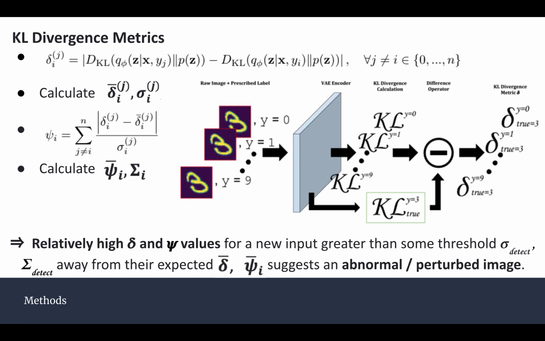And so here are the proposed KL divergence metrics that are going to be used to detect anomalous examples. There's two of them. First one is delta, which essentially is the relative KL divergence of an incorrect label paired with an image relative to its true label, and then psi, which essentially sums across all the incorrect labels given a specific image and returns the normalized value. And so our postulation is that we expect that abnormally high delta and psi values would represent an abnormal or perturbed image.